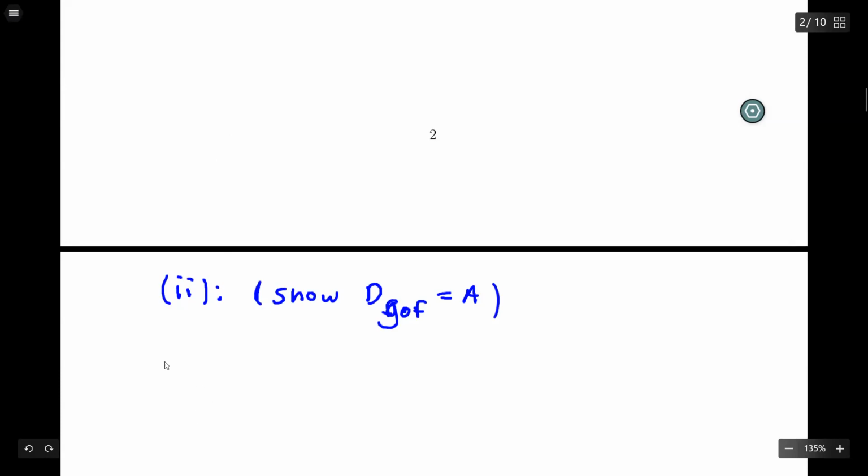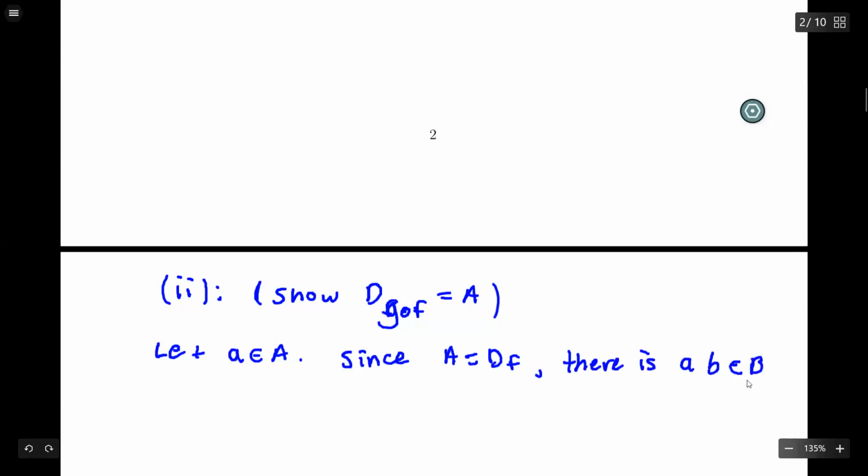So what I'm going to say first is let little element a be in capital A. Since A is the domain of F, there is a little b in capital B such that the ordered pair (a, b) is in F.